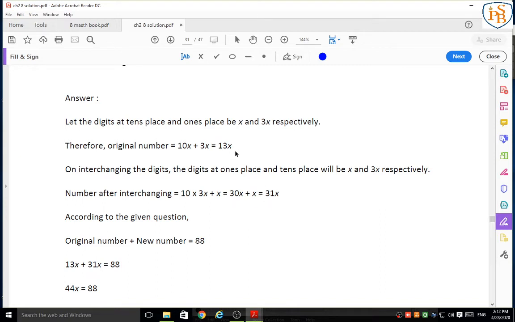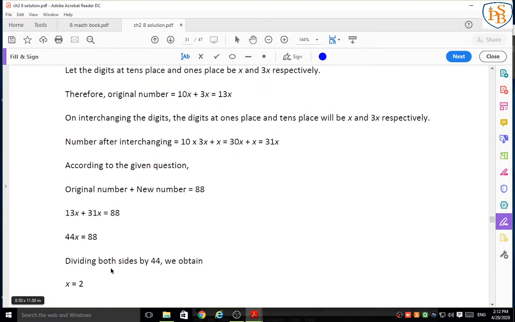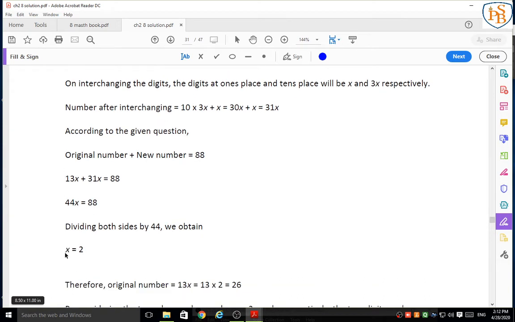Look here, here is the number 13x, and on interchanging, 13 becomes 31 and x remains the same. According to the given condition, the addition of these two numbers is 88. So 13x plus 31x is equal to 88. So we get 44x is equal to 88, and dividing both sides by 44 we obtain x is equal to 2. So what is the original number? 13x, that means 13 twos are 26.